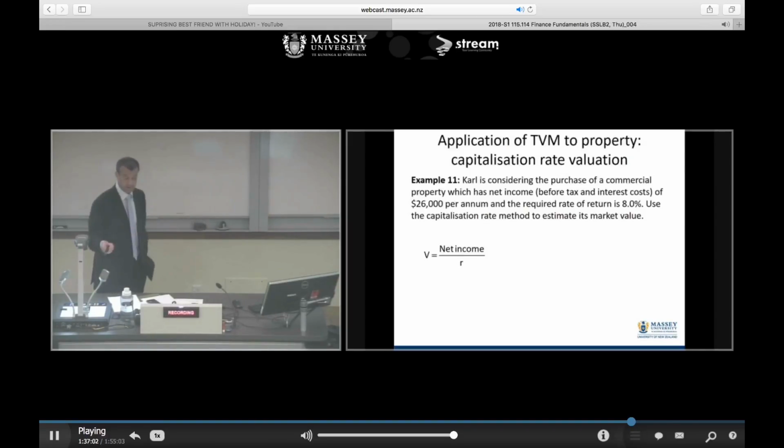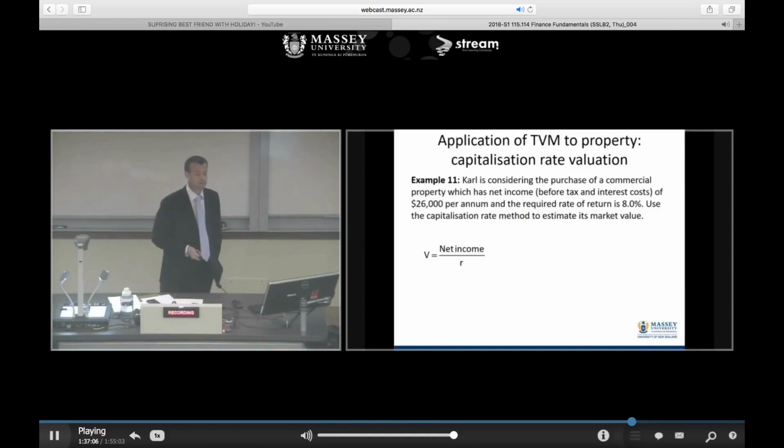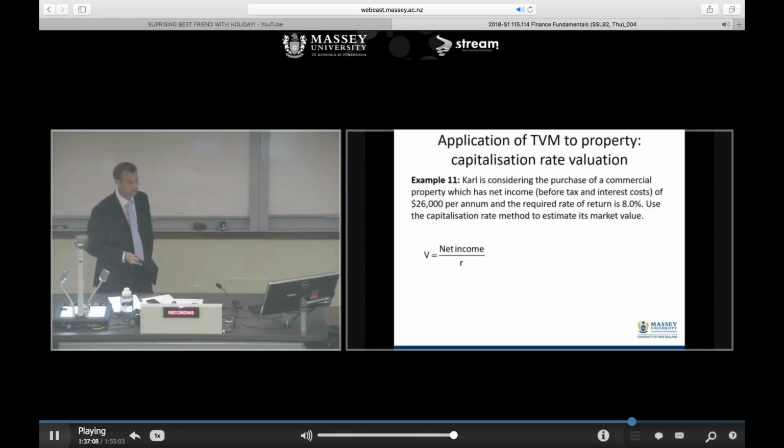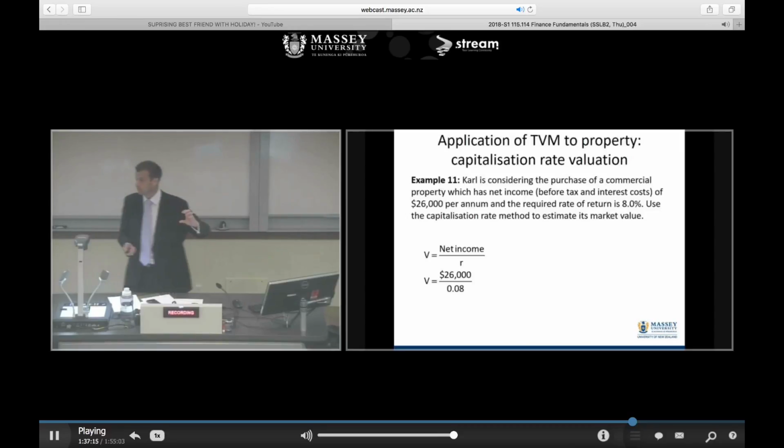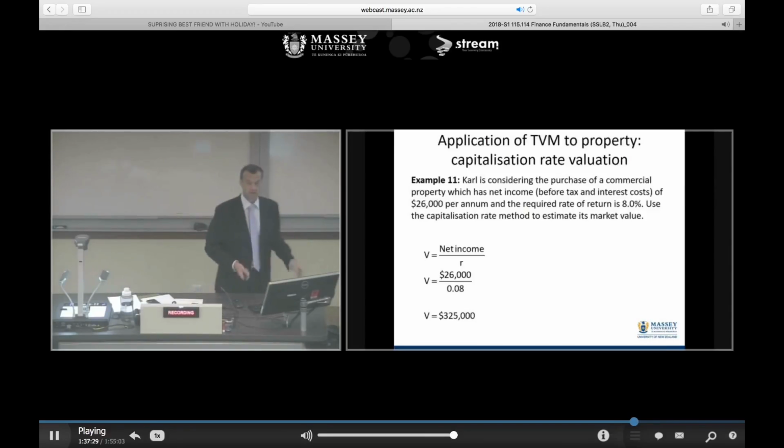So the net income, $26,000 divided by R, 0.08. So it's just 26,000 divided by 0.08. You'll see that that's the perpetuity formula, right? The net income is like the cash flow. Every year this property is generating $26,000 in cash flow, or net income. And it's divided by R. So that gives us a value for the property of $325,000.